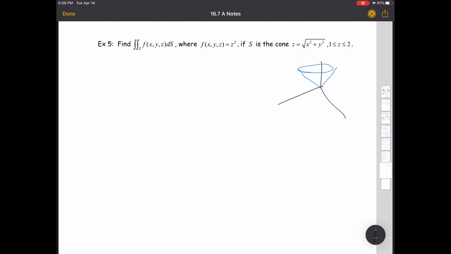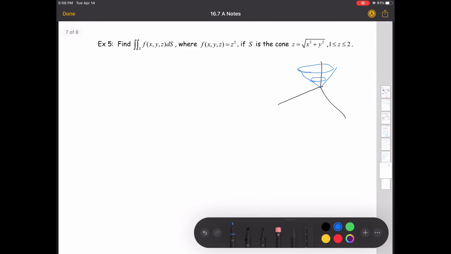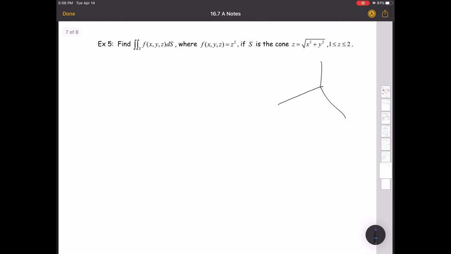I'm going to erase that, but that would be the full cone. We're only talking about, however, between z equals 1 and 2, so it's going to cut it off somewhere right around there. Now I'm going to redraw that whole thing just to make it better. Our cone is going to start at z equals 1, right here, and then it's going to go up to z equals 2, right there. So it's going to look something like that. So we're just talking about the surface integral on the outside portion of that cone.